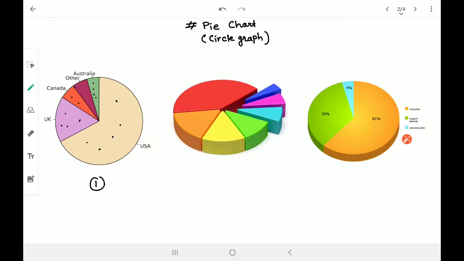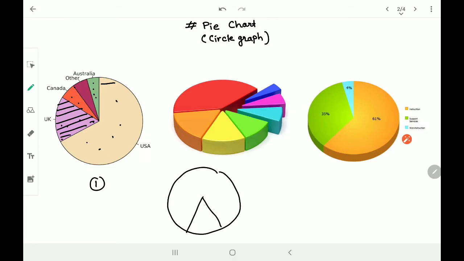I don't know what exactly this is, but what you have to understand here is that every piece of information is shown in the form of a sector. This one is called a sector of the circle. Even the USA is represented in the form of a sector of a circle. A sector is nothing but a part of a circle. The pizza, you can check. If I take one piece of a pizza, it's actually a sector of the circle.